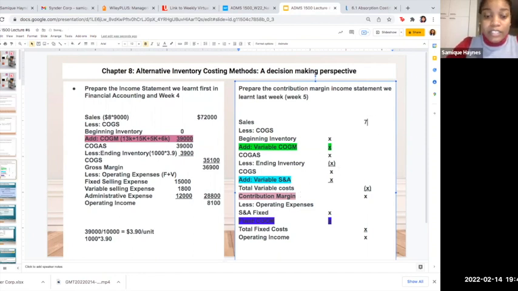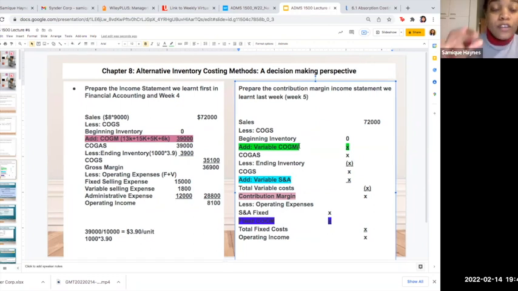Our sales are 72,000, and pay attention to things that are going to be different. Beginning inventory is again 0. Add the variable cost of goods manufactured. So cost of goods manufactured will be what? What will cost of goods manufactured include? 6,800? Was that 6,800 for cost of goods manufactured?